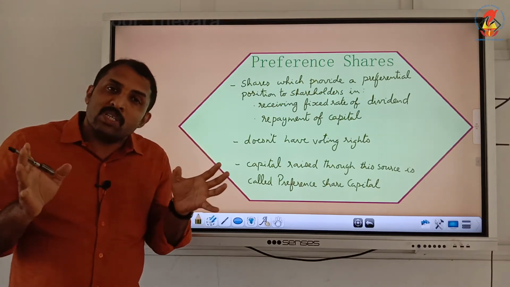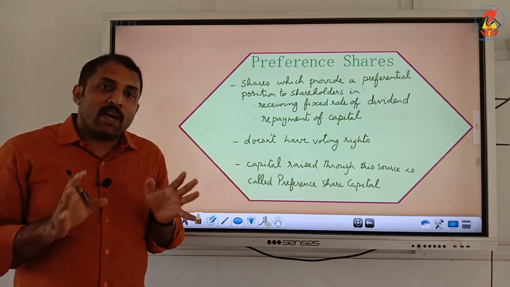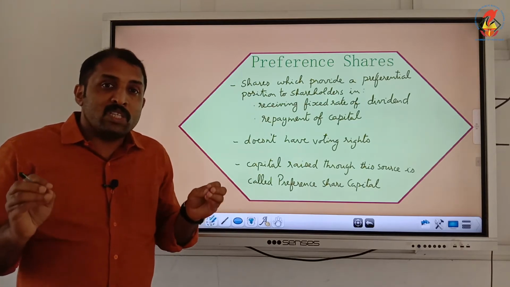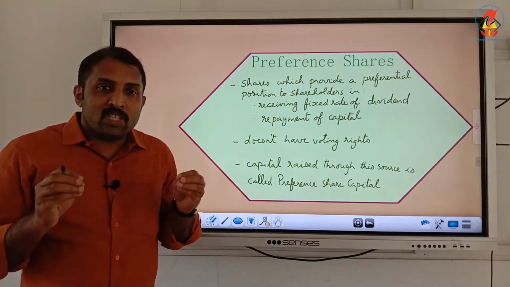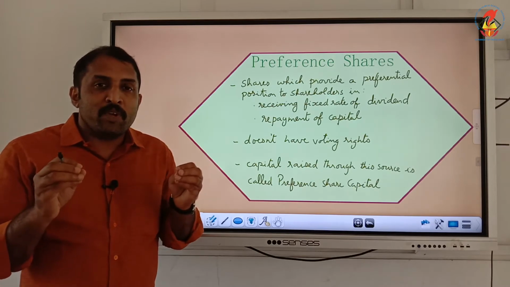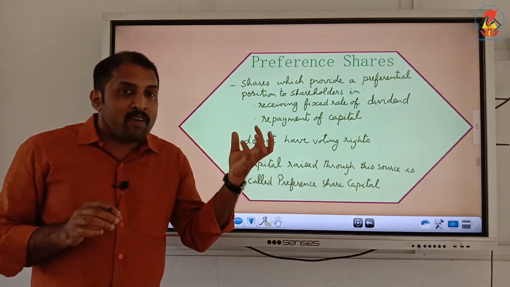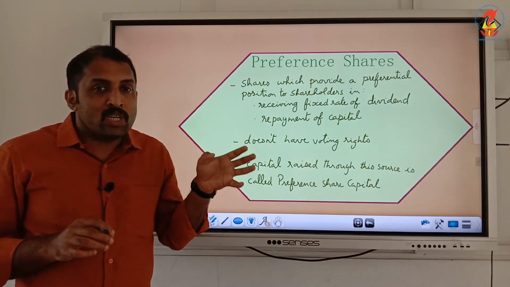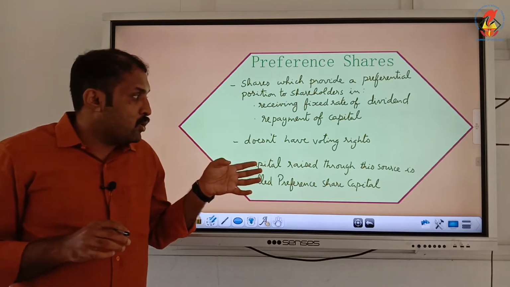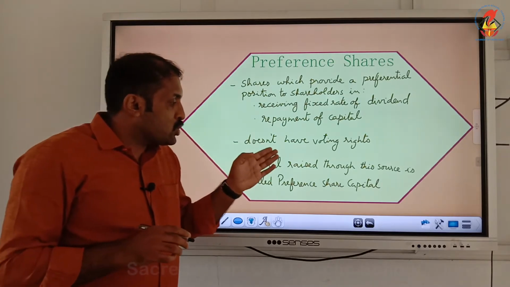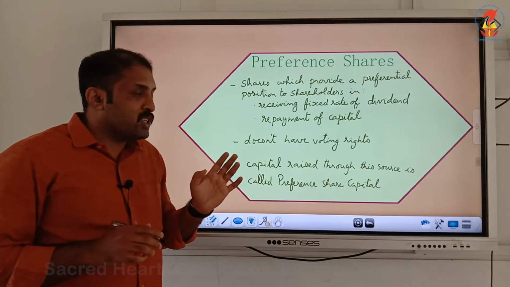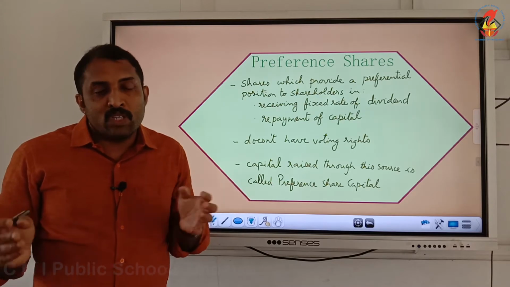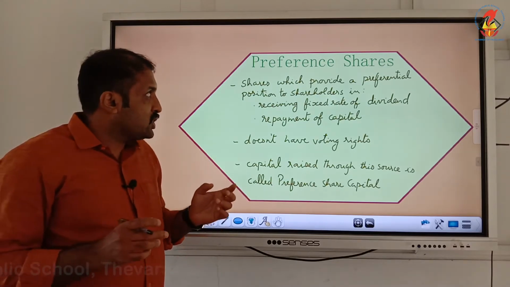And preference shares don't have any voting right. They have no right to participate in management. They don't have ownership. They receive payment: the dividend they will receive, the principal amount they will receive. There they will have preference, but those shares don't provide ownership to the shareholders. And capital which is raised through the source of preference shares, we call it preference share capital.